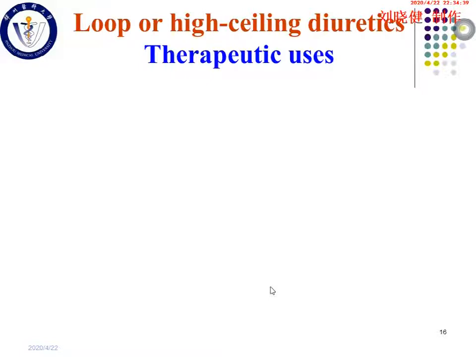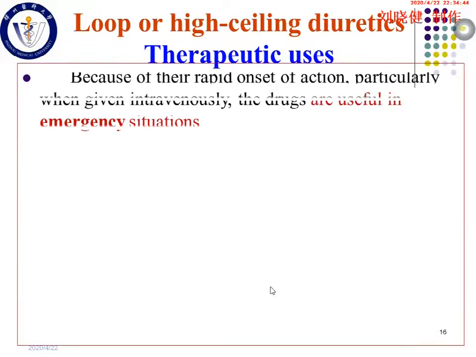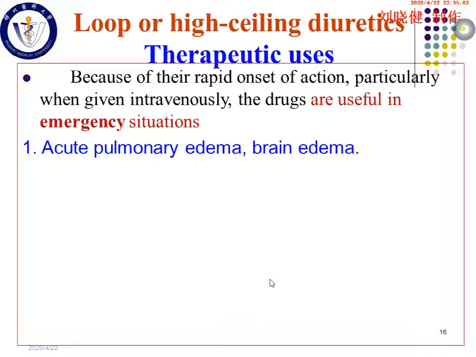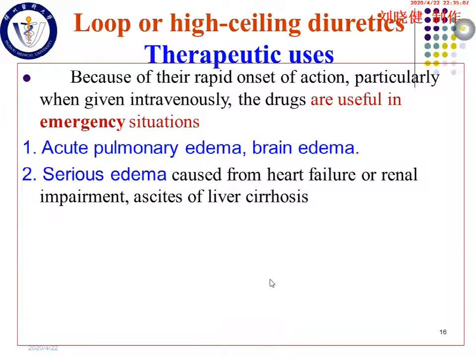Based on the diuretic effect and effects on hemodynamics of loop diuretics, and especially because of their rapid onset of diuretic effects, particularly when given intravenously, these drugs are very useful in emergency situations, like acute pulmonary edema, brain edema, serious edema caused by heart failure or renal impairment, and ascites of liver cirrhosis. These edemas, either acute or serious conditions, all require immediate onset of diuretic effects. So in these conditions we usually choose high-ceiling diuretics first.